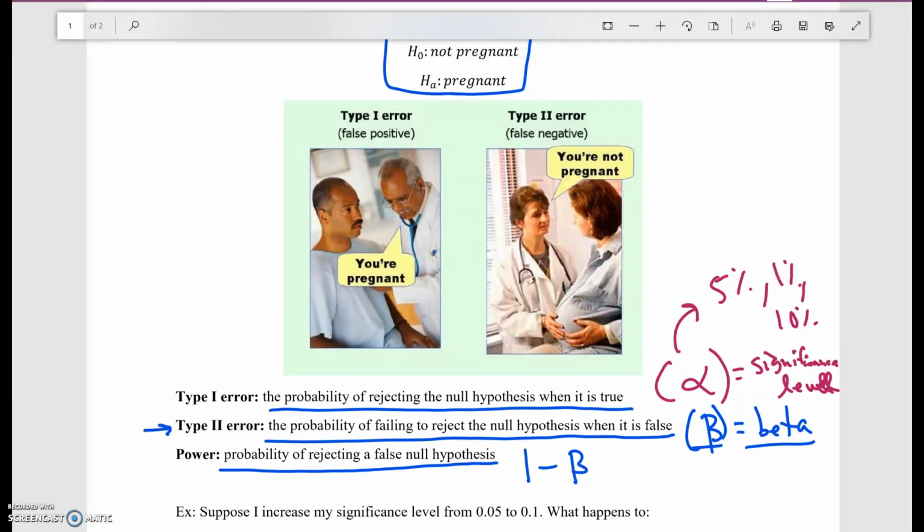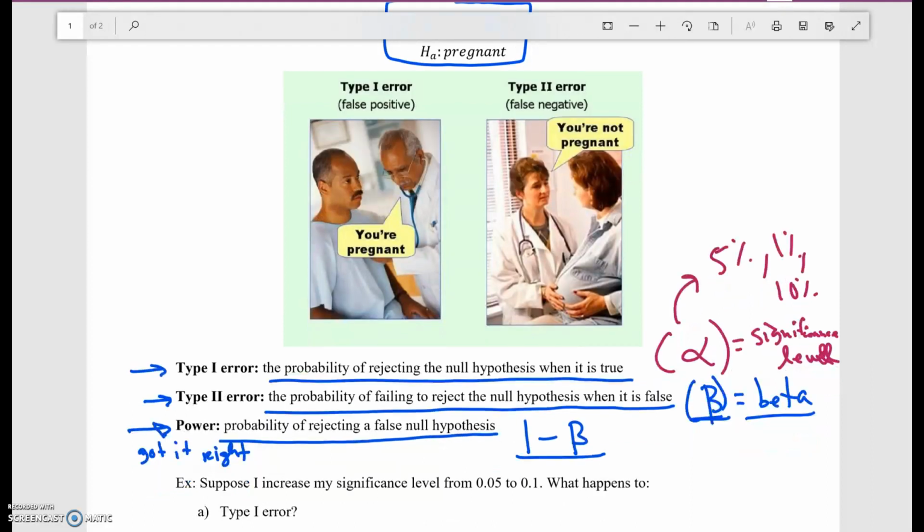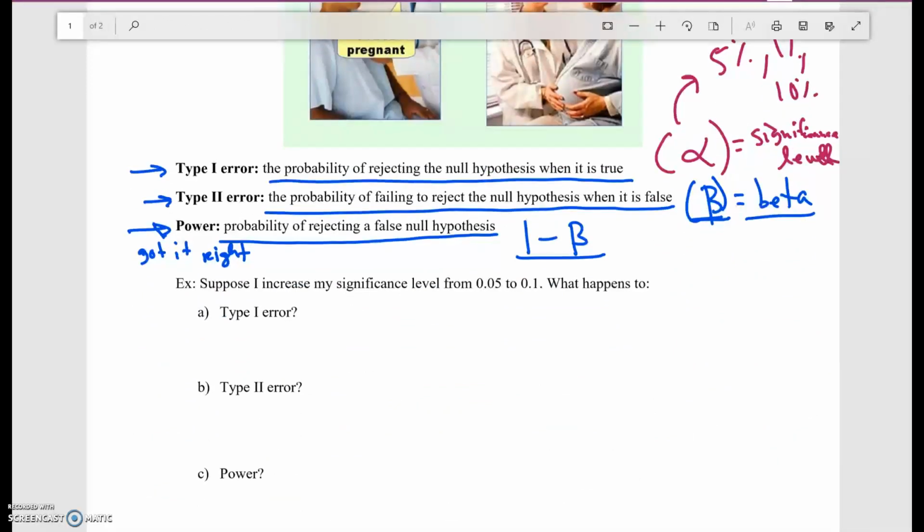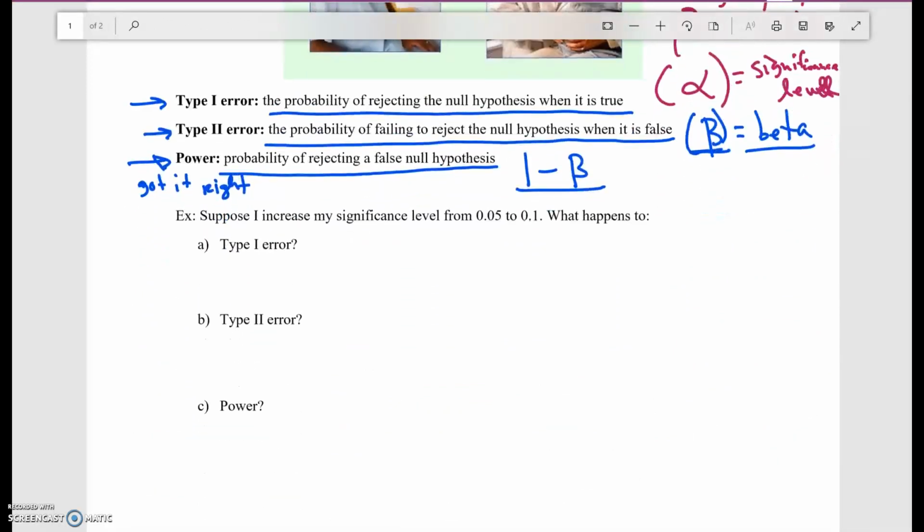Type 1 and type 2 error mean that we got stuff wrong. The power of the test is that we got it right. We successfully rejected it, and that would be 1 minus beta, the opposite of the type 2 error. These can be a little bit confusing, especially because you need to wrap your head around all of these English terminologies. So here's my example.